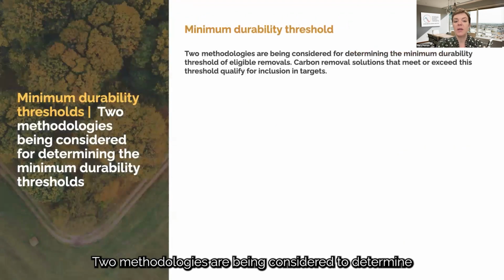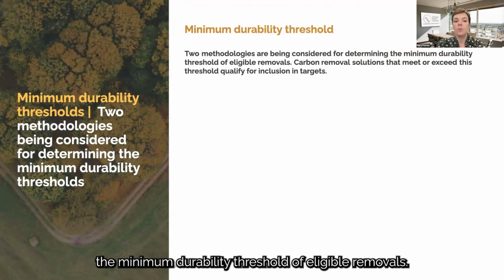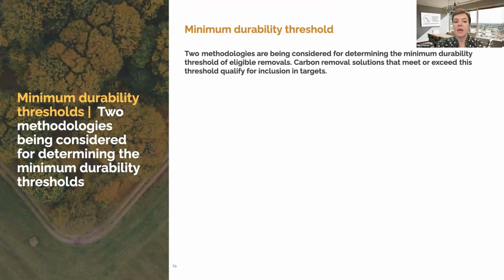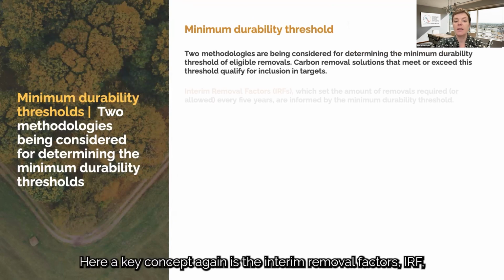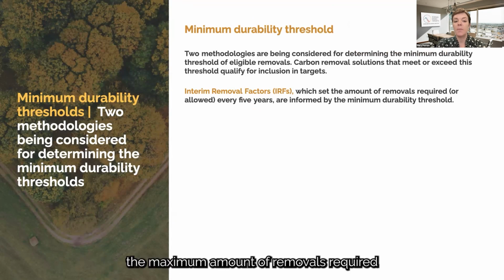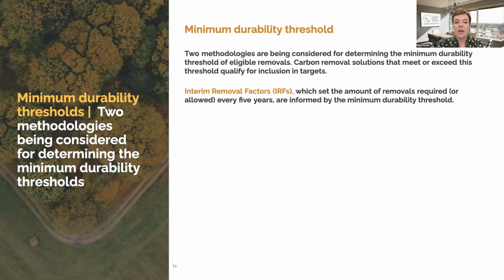Two methodologies are being considered to determine the minimum durability threshold of eligible removals. Carbon removal solutions that meet or exceed this threshold qualify for inclusion in the targets. Here, a key concept again is the interim removal factor, IRF, which sets the maximum amount of removal required or allowed every 5 years and is informed by the minimum durability threshold. Here again, we have two options for consultation.